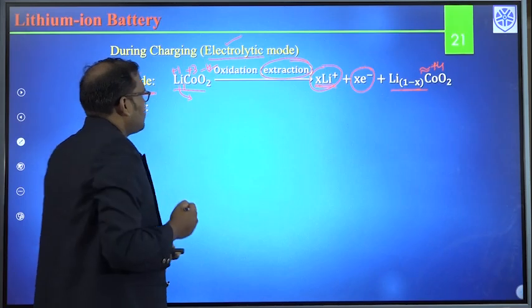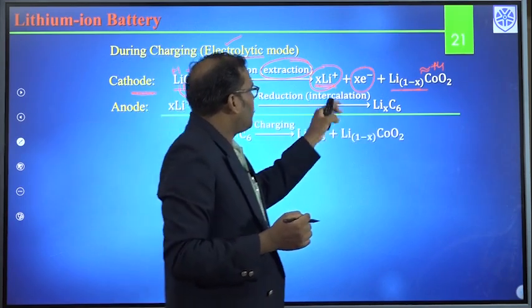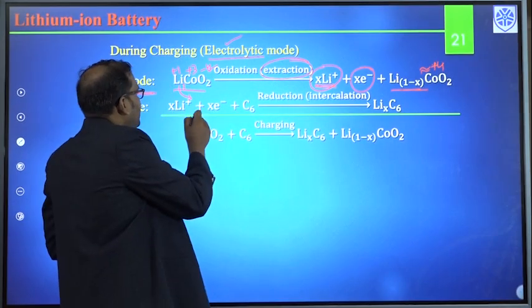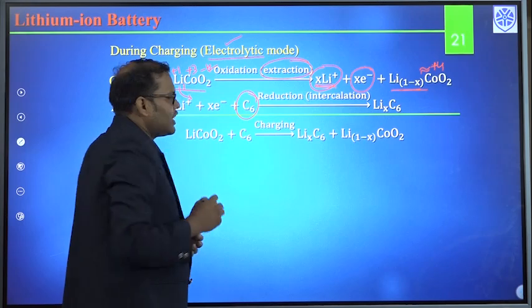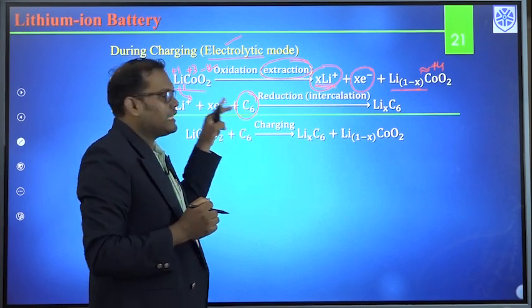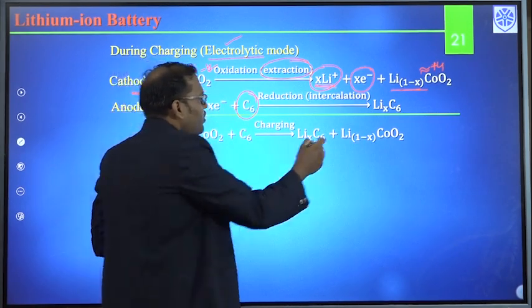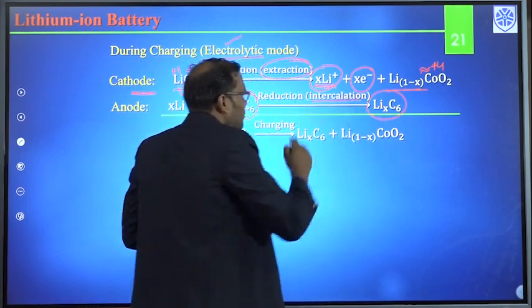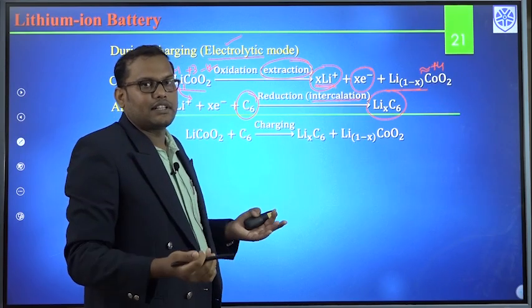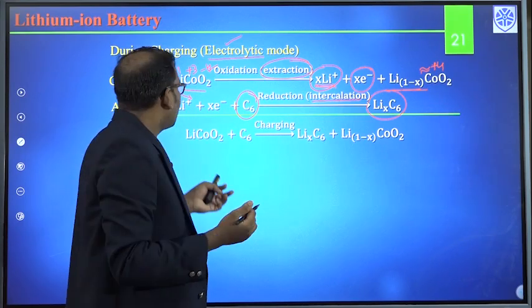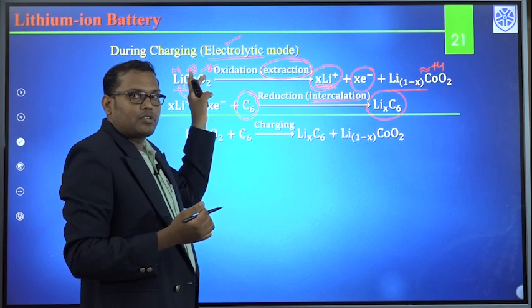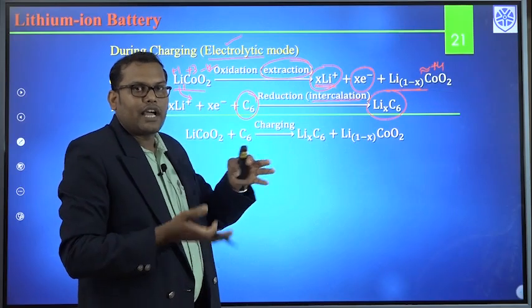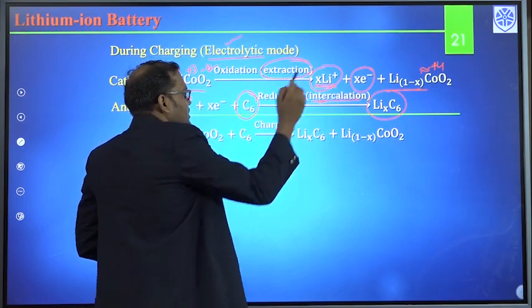Next, what is happening in the anode? Whatever amount of lithium you are extracting is going to be intercalated inside the graphite. Graphite I am representing as C6. Then it will form LixC6. This process is called the intercalation process. This is a very important process. What does intercalation mean? You extract the lithium from the lithium cobalt oxide and place it in between the graphene layers. That process is called intercalation.